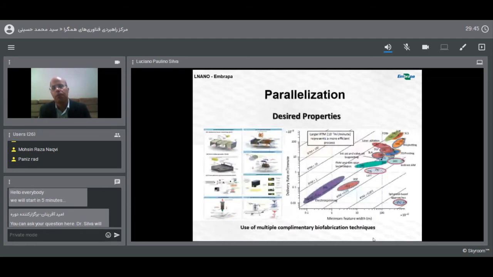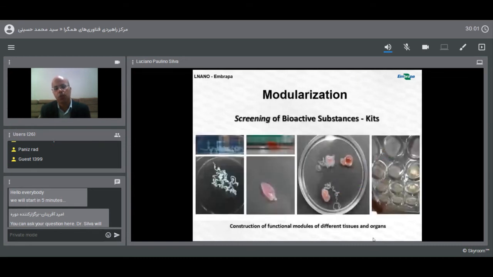We have also performed the parallelization of the processes when achieving desired properties, particularly related to the use of multiple complementary biofabrication techniques. We have also introduced the possibility of modularization when performing the bioprinting process.